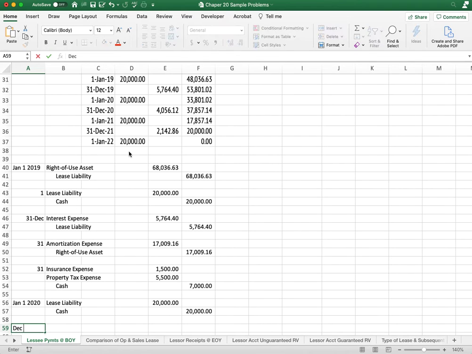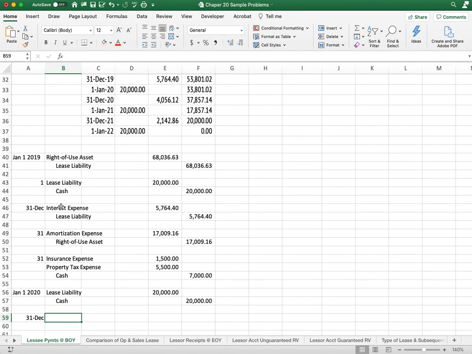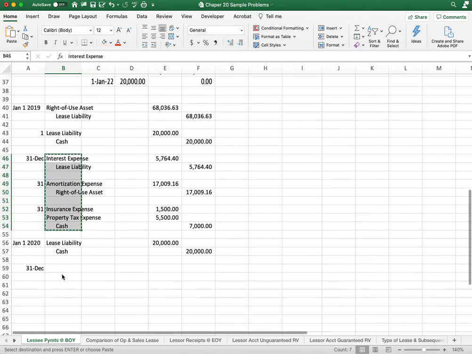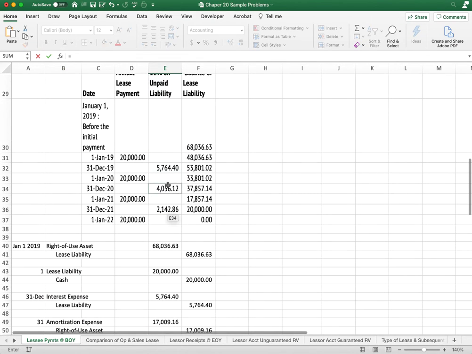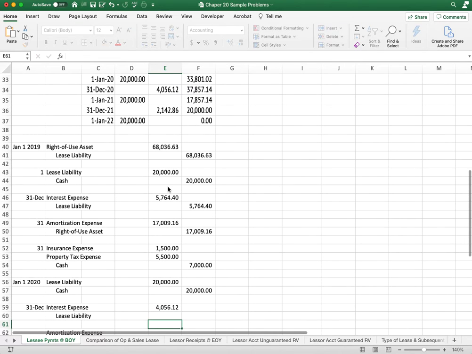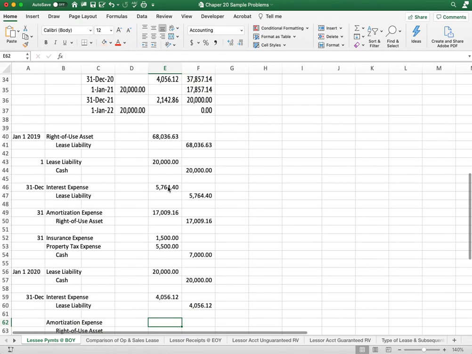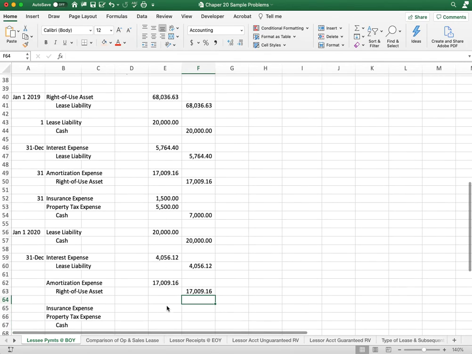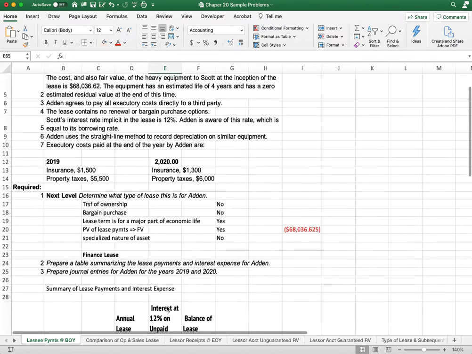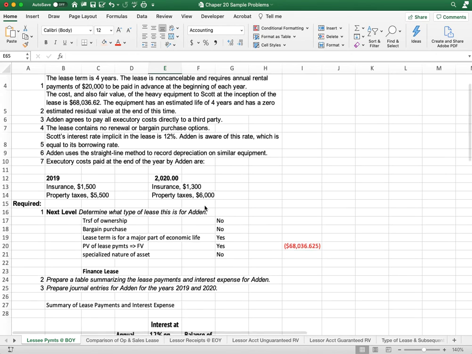Then December 31, we're going to have the same thing where we have an interest expense, liability, amortization expense, right of use. So I'm just going to pull all of these down. And then the interest expense, we're going to come up to our table and take this 4,056.12. Our amortization expense will be the exact same as last year because it's straight line, so it's just the same for every year. And then the insurance, we need to come up, it was $1,300 and $6,000 this year.